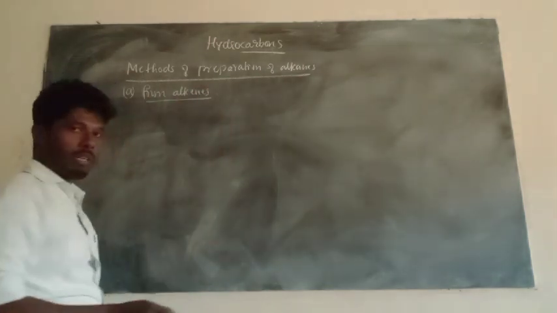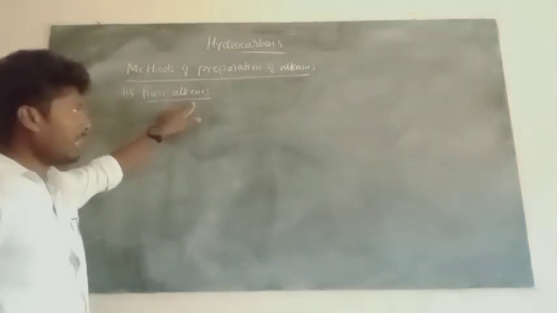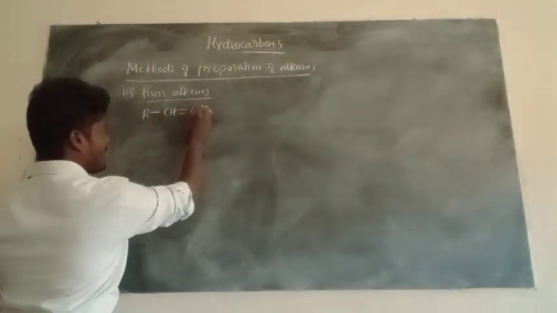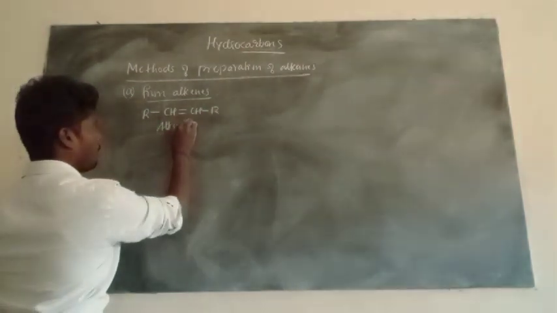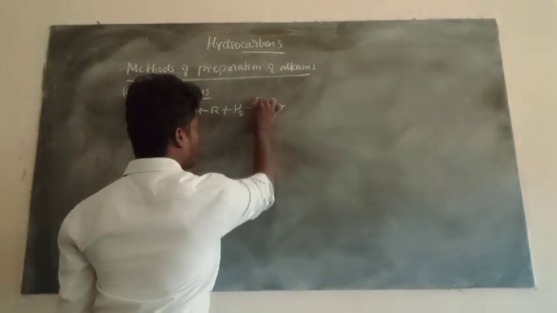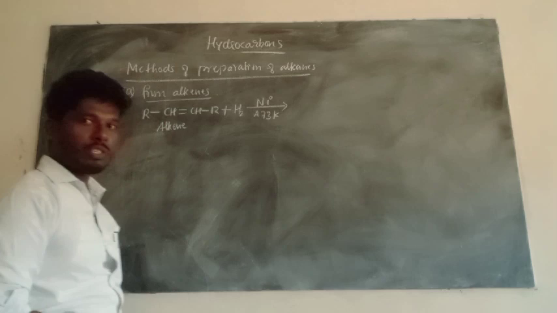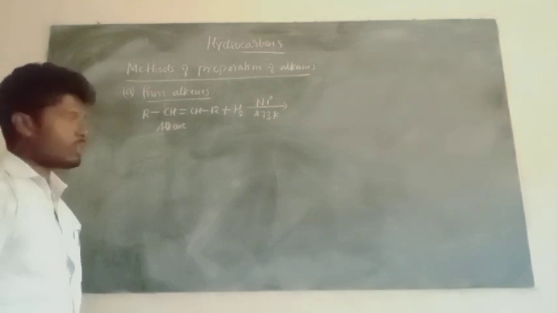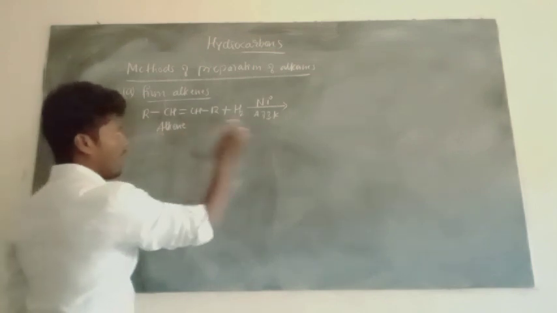From alkenes. So listen here, we are preparing alkanes from alkenes. The general formula of alkene is RCH double bond CHR, the presence of a carbon double bond. We call this alkene. This alkene is treated with hydrogen in presence of nickel catalyst at 473 Kelvin. Under this temperature, alkenes are reduced into alkanes by adding hydrogen. Addition of hydrogen we call reduction. So alkene undergoes reduction and results in alkane.